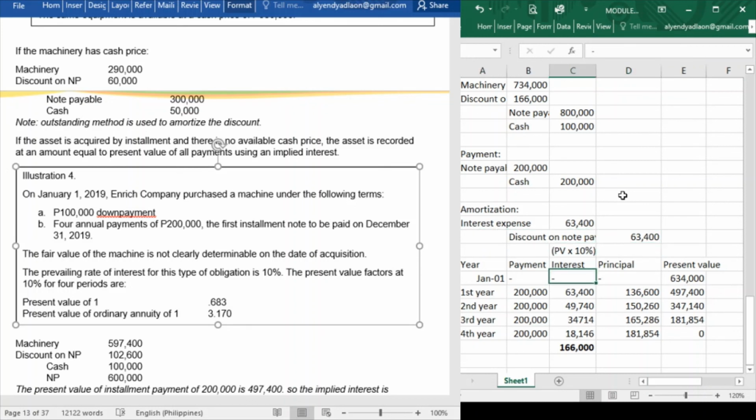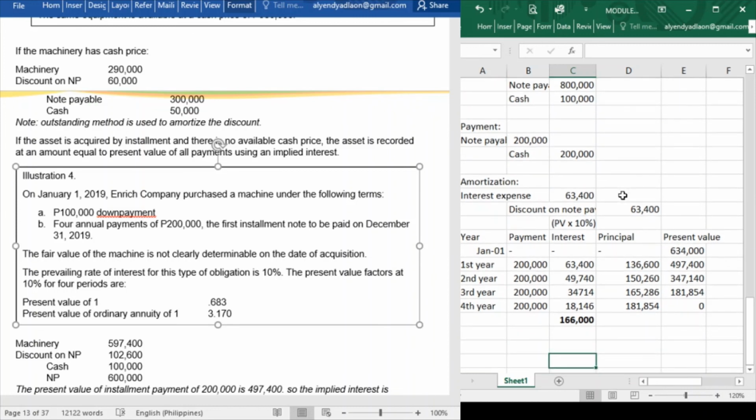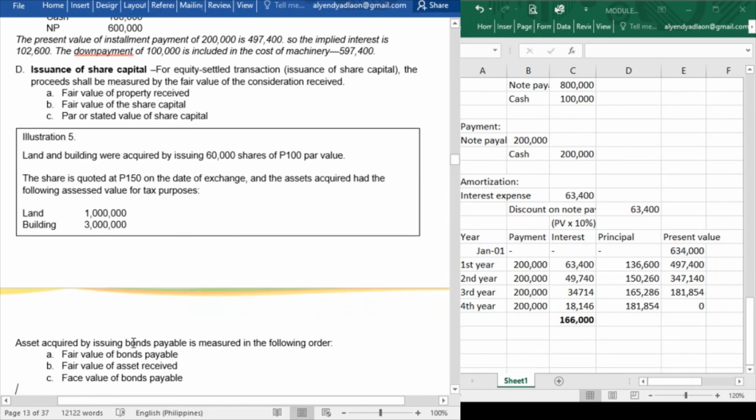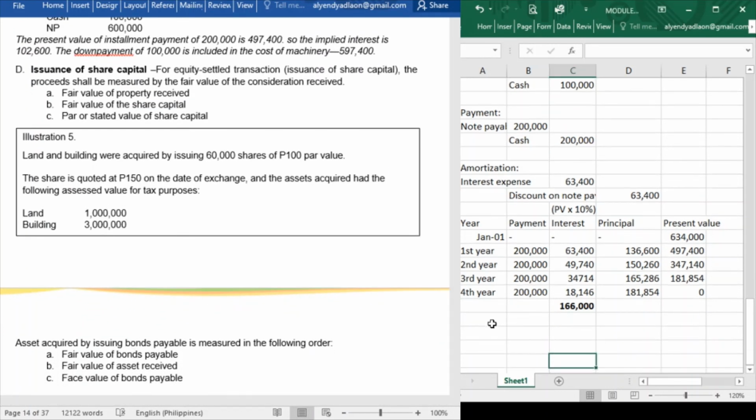For the remaining years, we will use the second year interest, the third year interest, and the fourth year interest. If you want, you may also make the journal entries for the rest of the years. Okay, so that is for the installment acquisition. Now, let's proceed to the issuance of share capital.